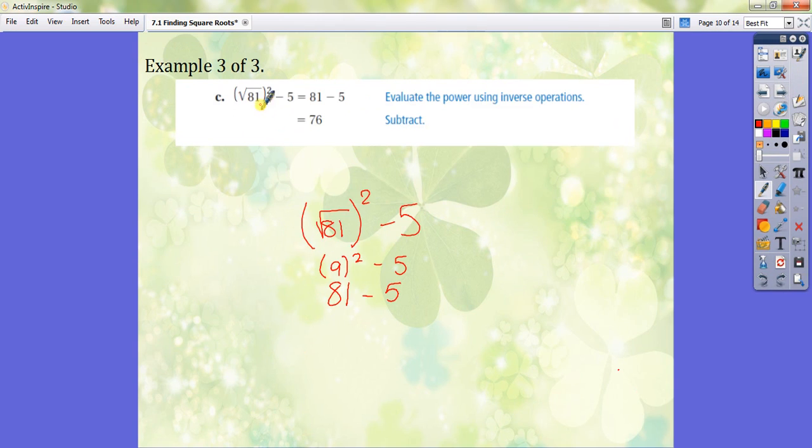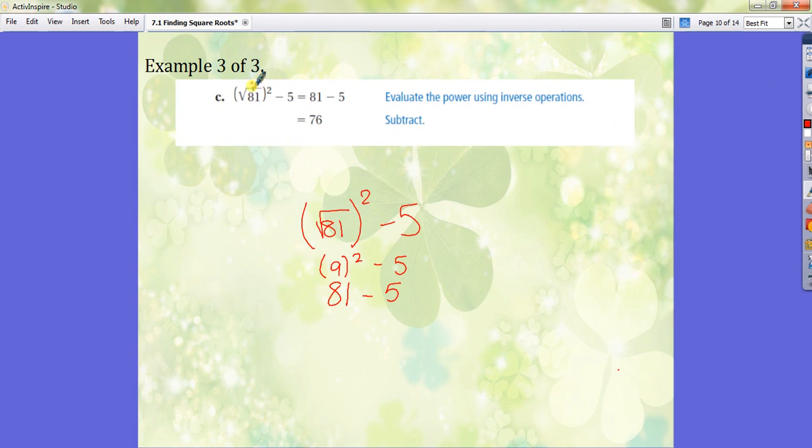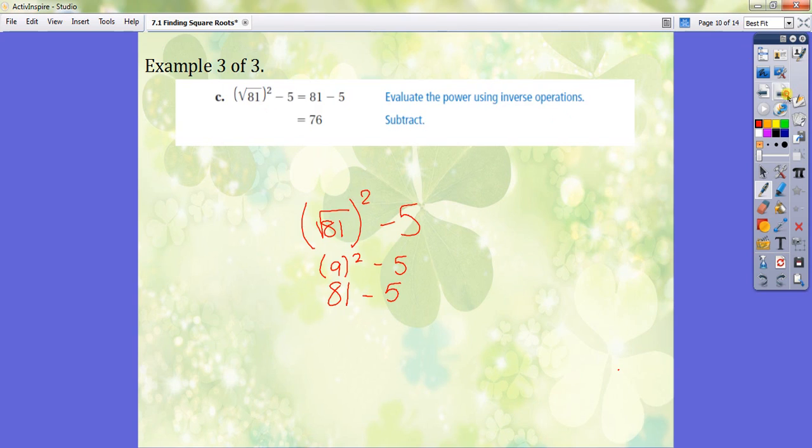This one we talked about how whenever you see this radical sign and square, they say take the square root and then square it. You're basically canceling each of these out, because the square root of 81 is 9, and the 9 squared brings you right back to 81. So whenever you see the square root symbol and the exponent 2 next to each other or around the same number, you can just jump from here to 81 and then do the subtraction.